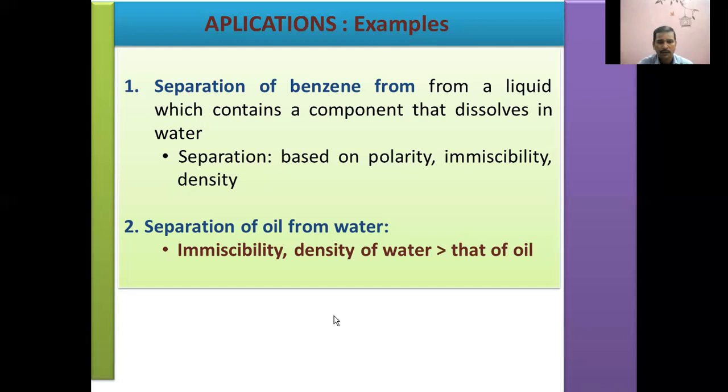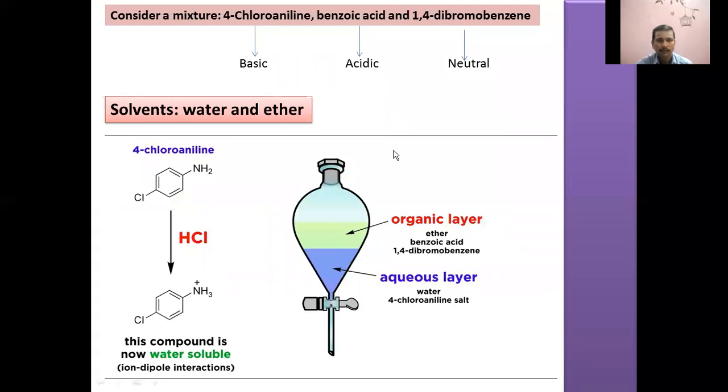Here the separation follows immiscibility and density. Immiscibility means oil is immiscible with water. It is not soluble in water. And oil is lighter than water. It is a lighter species than water. Its density is lower than water. Therefore, it will be at the top of the water layer. Therefore, we can separate oil from water.